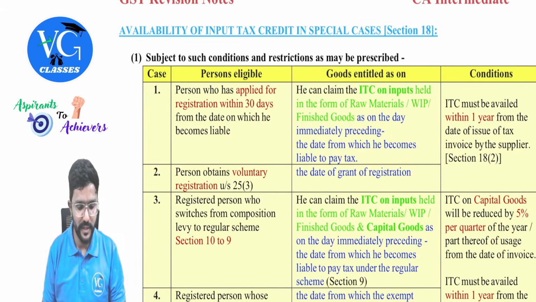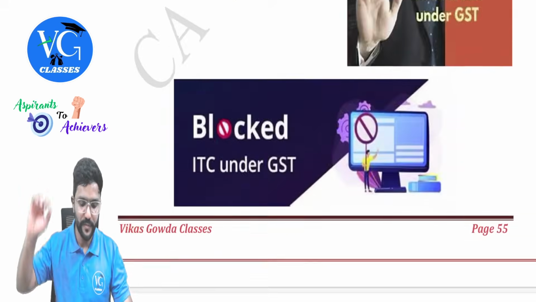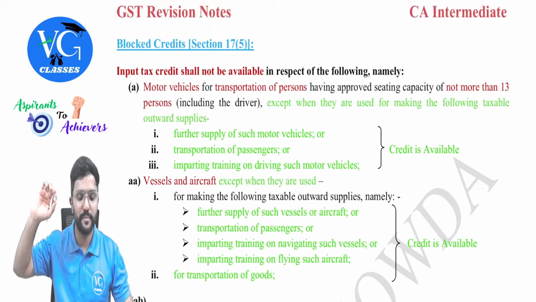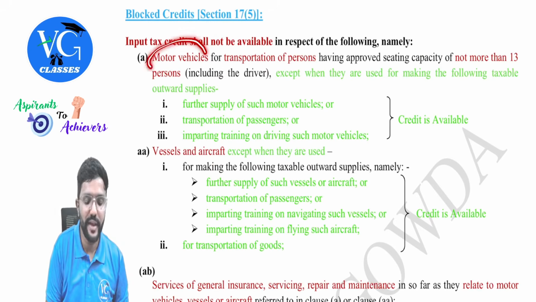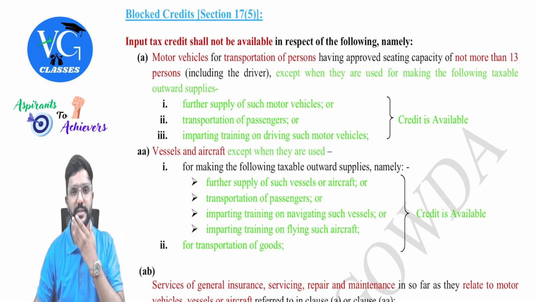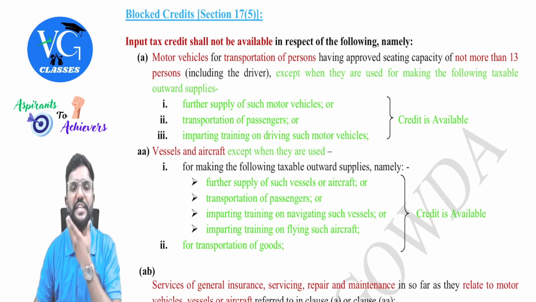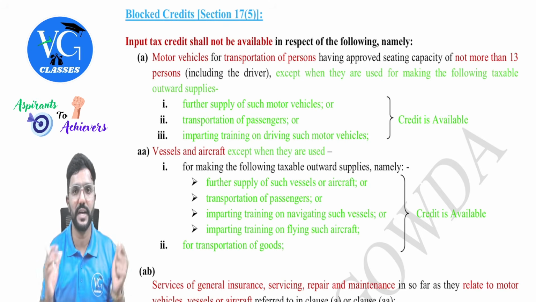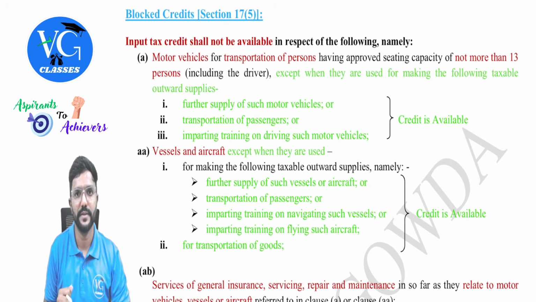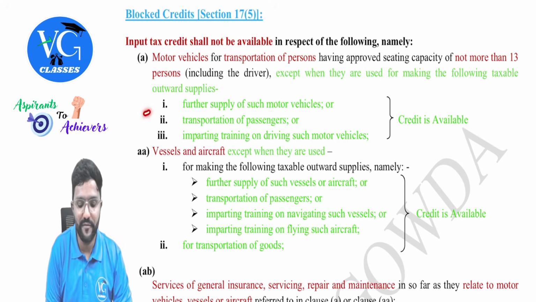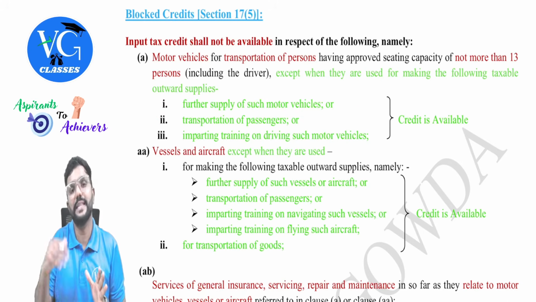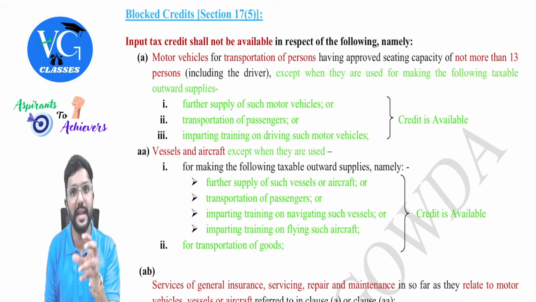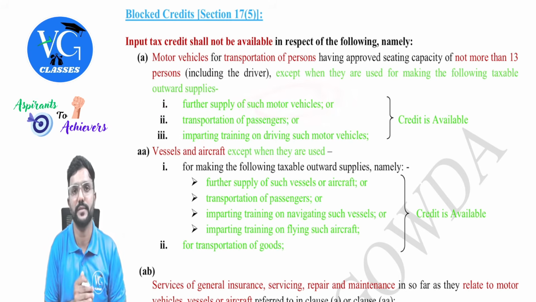Okay. And one more thing, sir, with respect to the motor vehicles, credit is blocked. But by the distributor or the manufacturer, what if any vehicle is used as a demo vehicle, sir, which is used by the potential buyers to see the features of the car and all, or to experience it? Guys, it is considered to be for further supply of such motor vehicle. May not be the same motor vehicle, but other motor vehicles. So demo vehicles will help the manufacturer or the distributor to sell other motor vehicles.